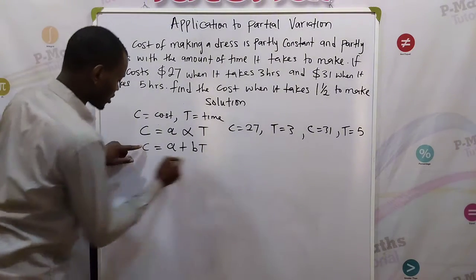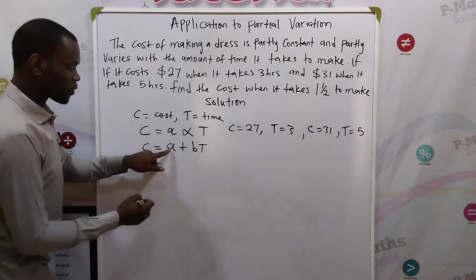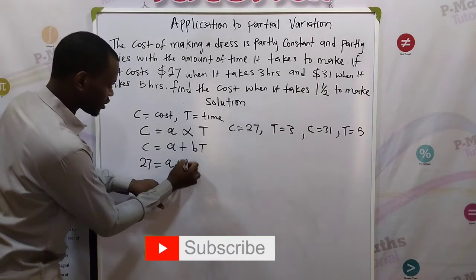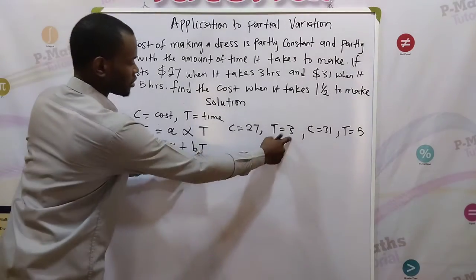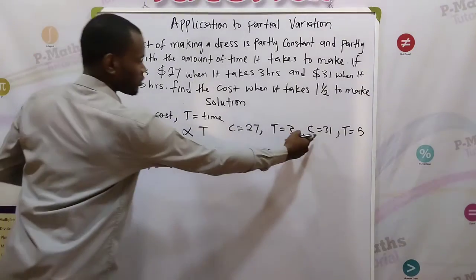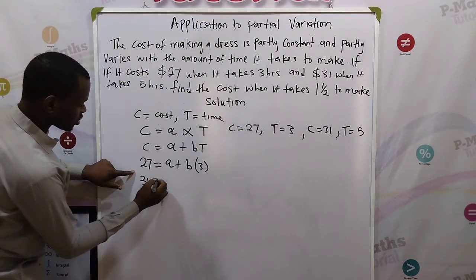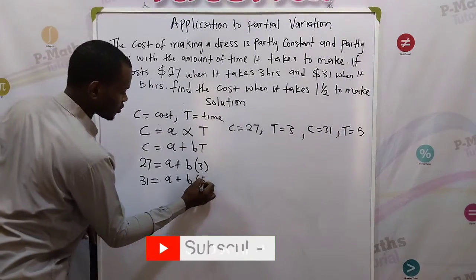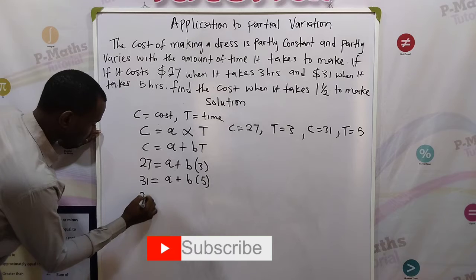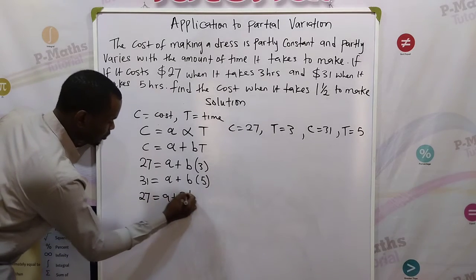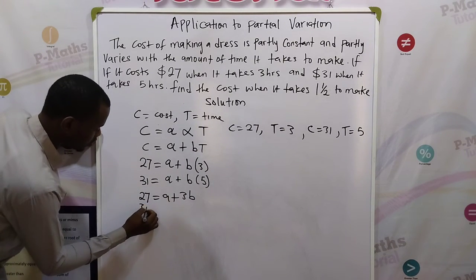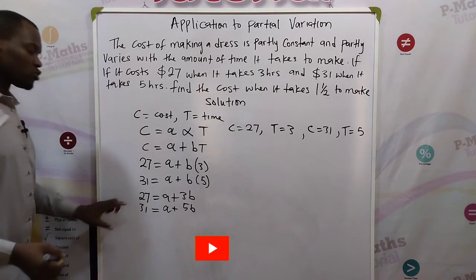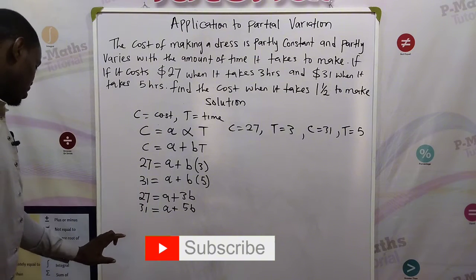So when our C is 27, we have 27 equals, we don't know our A, it is constant, plus B. We don't know our B, write it down. What is our time? 3. Then do the same thing for this. When we have 31, bring your A down, B, our time is what? 5. So let's open the brackets. We have 27 equals A plus 3B, because 3 times B is 3B. 31 equals A plus 5B. So this is a simultaneous equation. We are going to be solving it simultaneously.